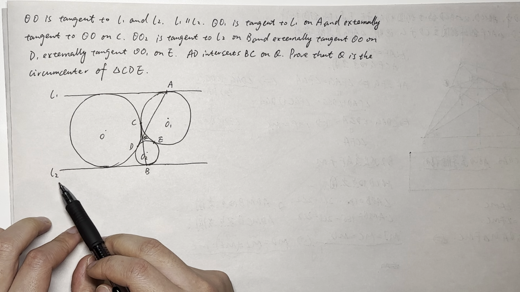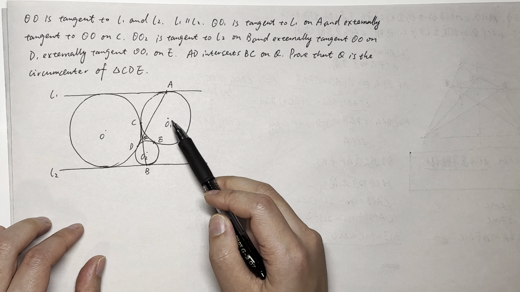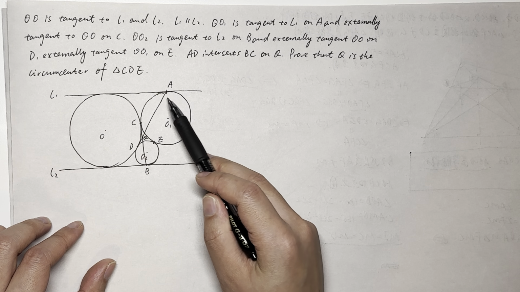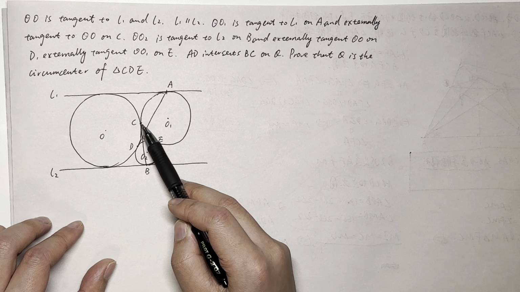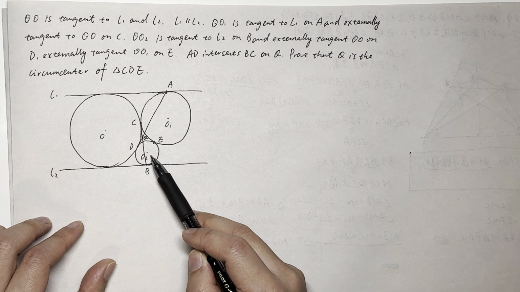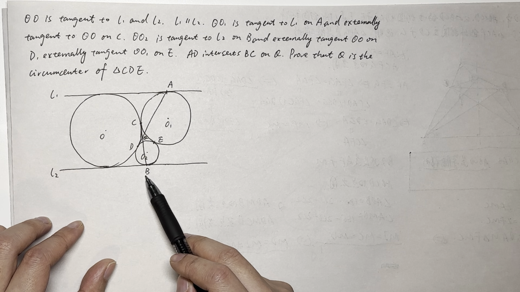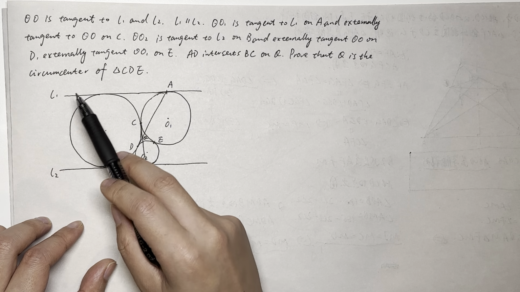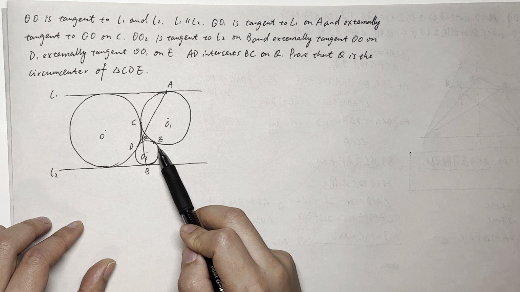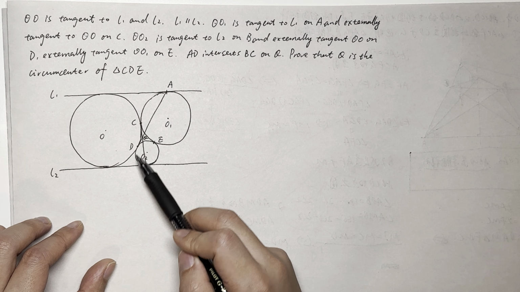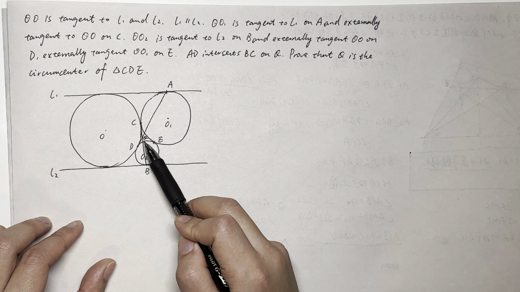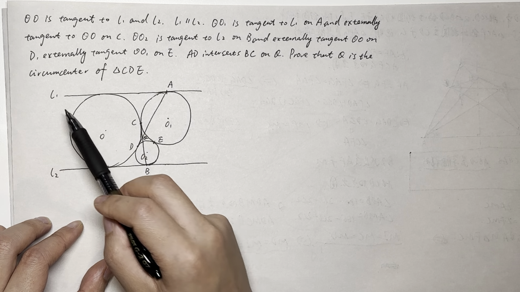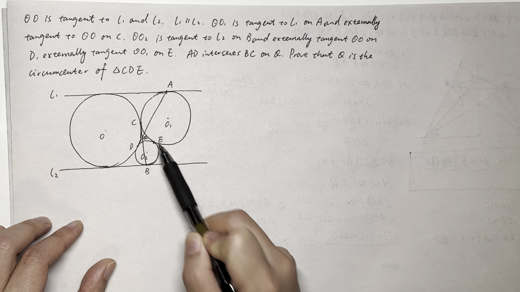Circle O is tangent to L1 and L2. L1 is parallel with L2. Circle O1 is tangent to L1 at point A and externally tangent to O at C. Circle O2 is tangent to L2 at B and externally tangent to circle O at D and externally tangent to circle O1 at E. AD intersects BC at point Q. Prove that Q is the circumcenter of triangle CDE.